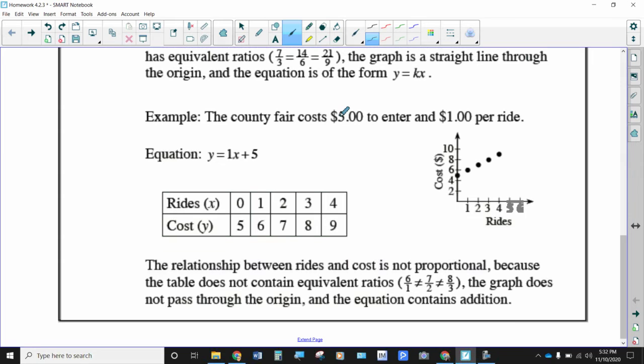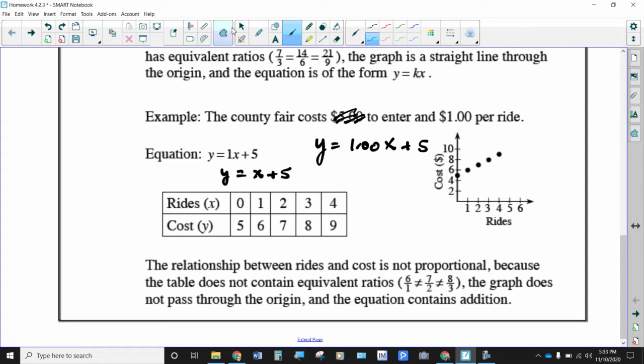Now, when we look at this situation, the county fair costs $5 just to get in, $1 per ride. Now, if they did not charge you to get in, and they just charged you $1 for every ride, then it would be proportional. But they need to make their money, and they realize that a lot of people aren't going to want to go on rides. So they're going to charge $5 per person plus $1 per ride. So that really would look like this: y equals x plus 5, because we wouldn't have to say 1 times x. And then you see, okay, there is no constant multiplier. 1 times 6 is 6, but 2 times 6 is 12. So this is not proportional because of that thing being added on at the end.